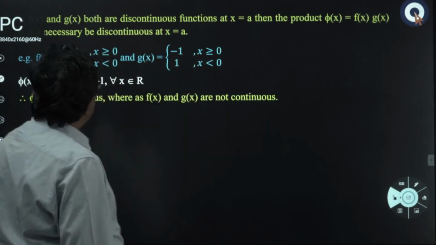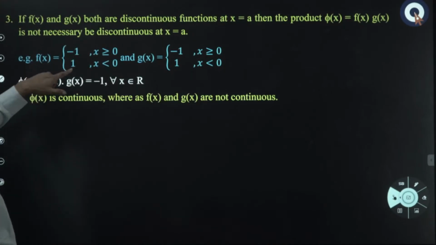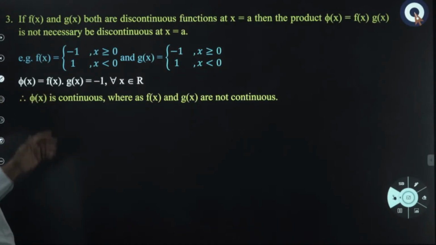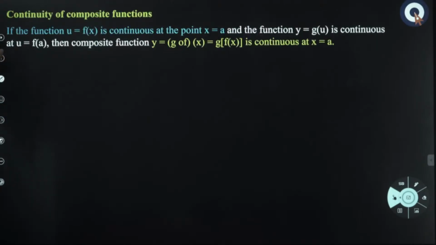Let us go ahead. f(x) is equal to -1 for x greater than or equal to 0 and 1 for x less than 0, and g(x) is equal to -1 for x greater than or equal to 0, 1 for x less than 0. So if you see this, both are not continuous at 0. However, if you consider the product, even if they are individually not continuous at a point, the product can be continuous at that point.